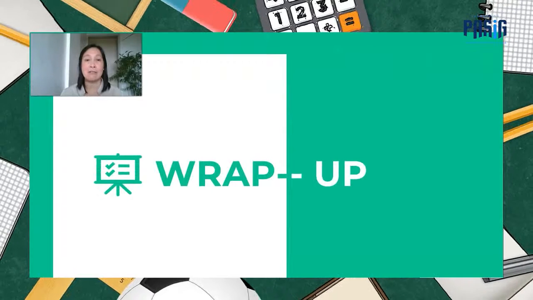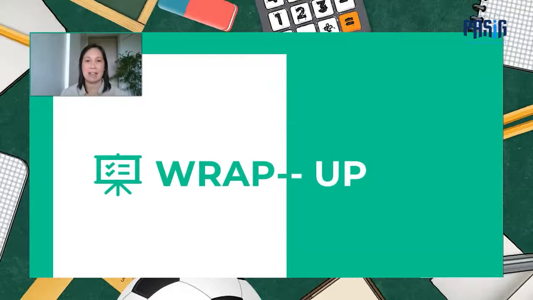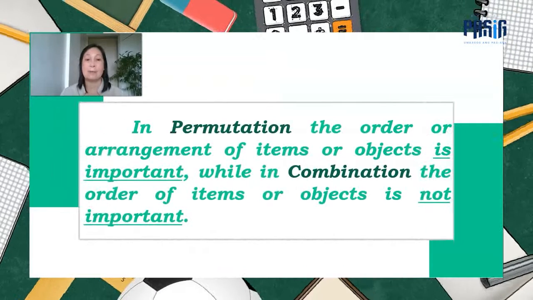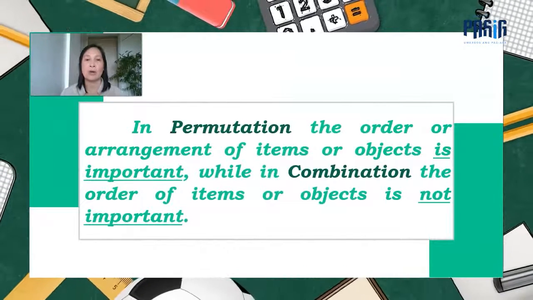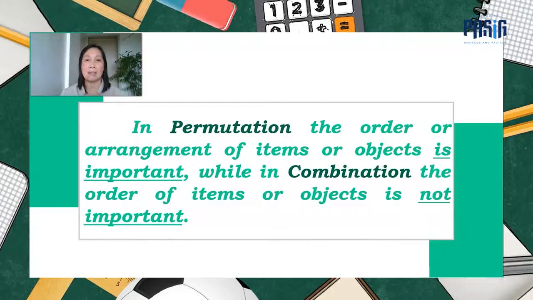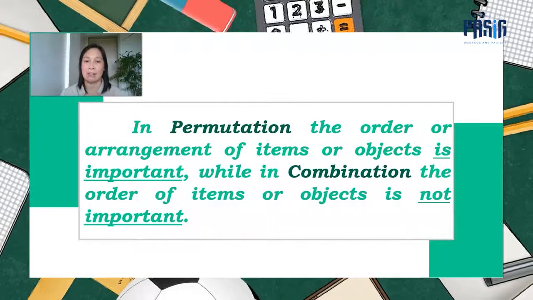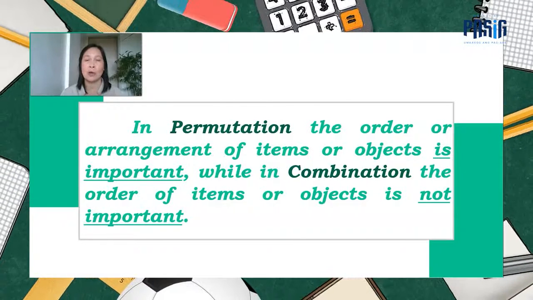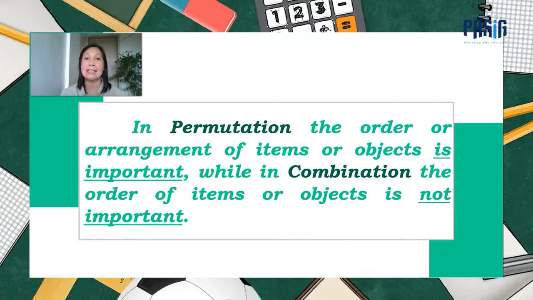Now, let us have a wrap-up of what we have discussed today. In permutation, the order or arrangement of items or objects is important, while in combination, the order of items or objects is not important.